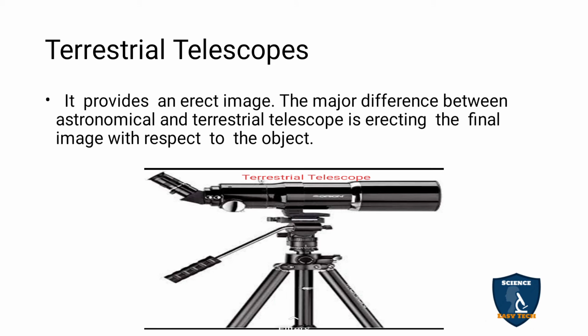Terrestrial telescopes. In an astronomical telescope, you will get an inverted image, but in a terrestrial telescope, you get an erect image. For this, they invented the terrestrial telescope to get an erect image of the object. This is the terrestrial telescope.